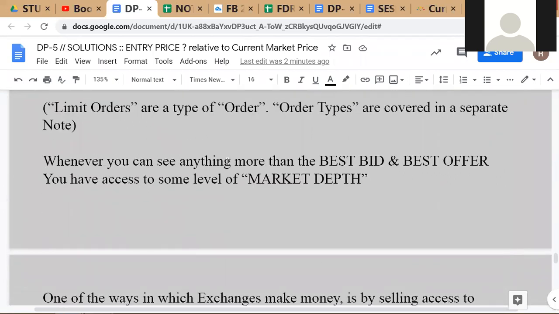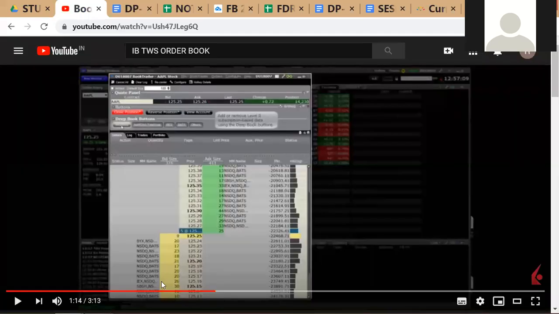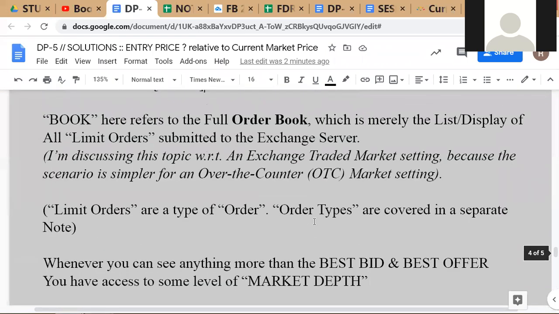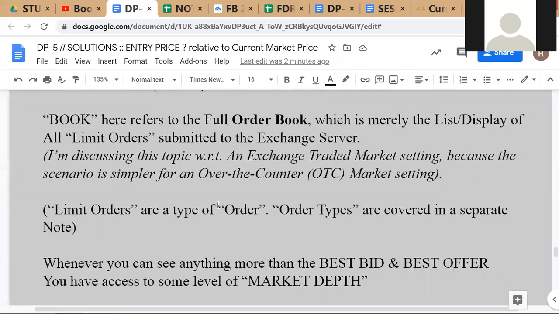If you have anything better than the top of the book, you have some level of market depth. If you have something like this, you have the full order book, the full market depth. Otherwise, we say there is some level of market depth. So when you hear these terms, these are the ideas that are being referred to.